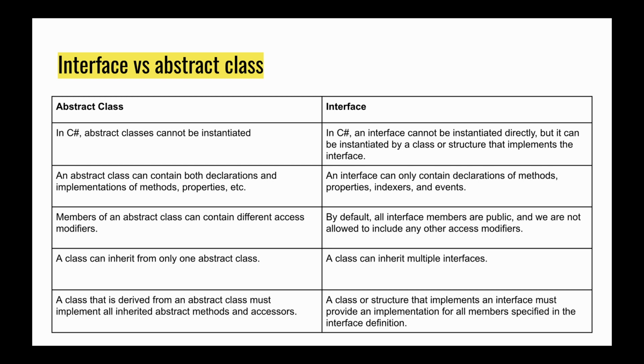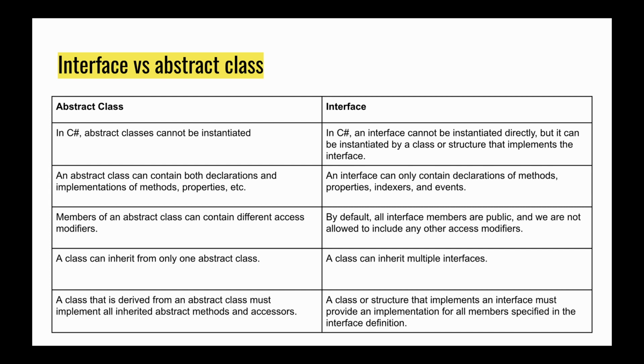Difference between abstract class and interface. Below are the differences between an abstract class and an interface. Abstract classes cannot be instantiated. An interface cannot be instantiated directly, but it can be instantiated by a class or structure that implements the interface. An abstract class can contain both declarations and implementations of methods, properties, etc.